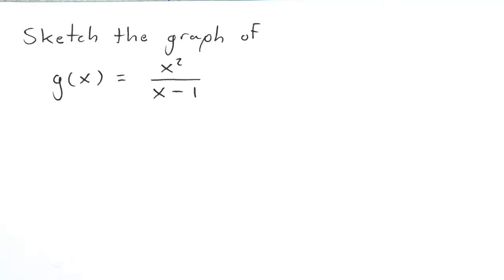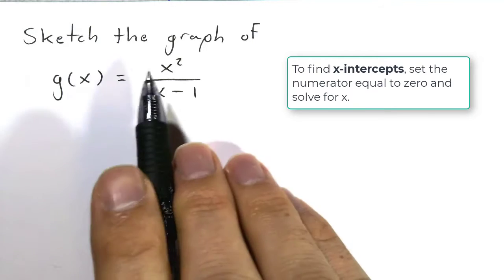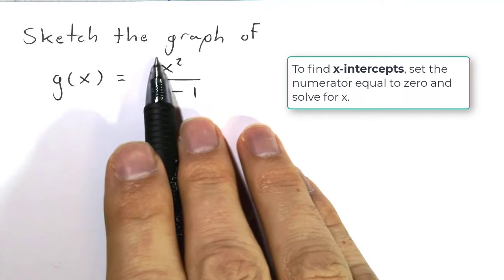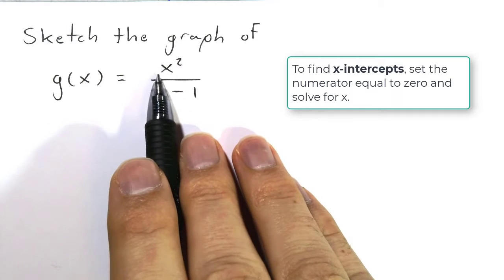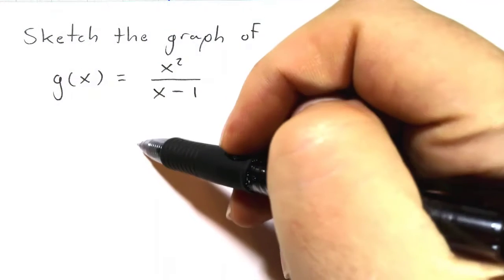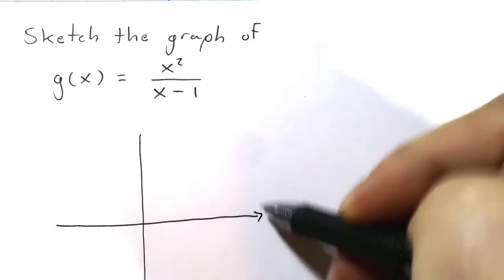The next thing we can look for are x-intercepts. Well, x-intercepts arise where the numerator is equal to 0. What are the only values of x that can make the numerator equal to 0? Well, x equals 0. So the x-intercept is the point (0, 0). Let's go ahead and start sketching the graph right now and start plotting these things as we discover them.